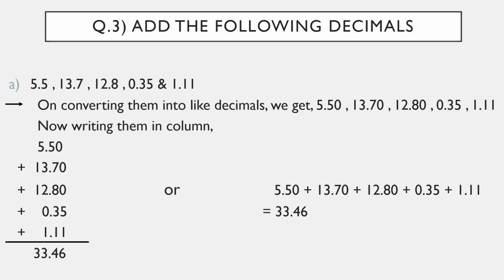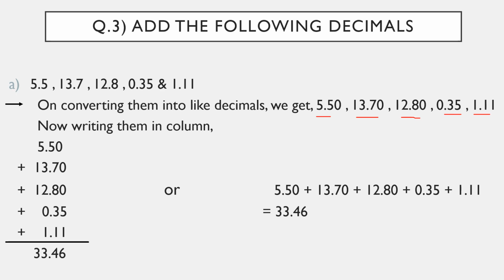Okay, so on converting them into like decimals, we get 5.50, right? Then 13.70, then 12.80, then 0.35, then 1.11. Now you can add them either in vertical manner or horizontal manner. It depends on you. Okay, so I saw over here in both the methods, so you can use any one of them. So here we have written 5.50 plus 13.70 plus 12.80, plus 0.35 and plus 1.11. Now I'll start to add.